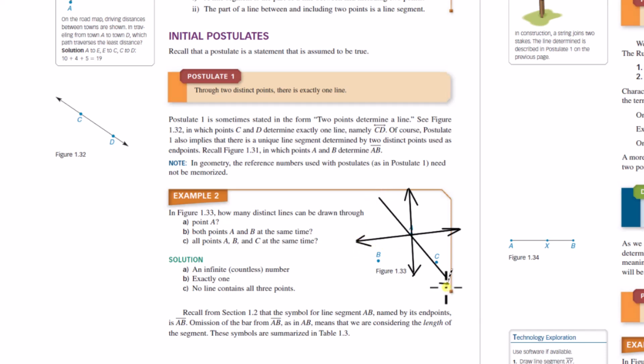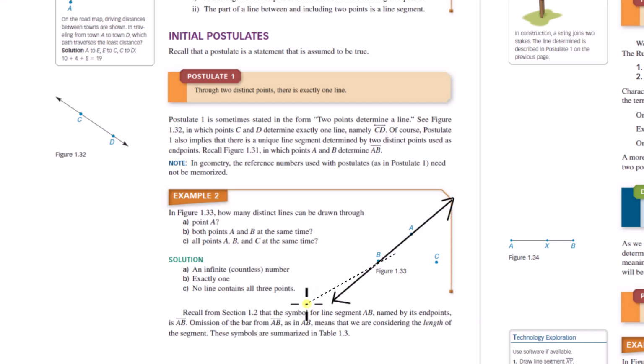That makes sense because if it takes two distinct points to define a line, then if you're dealing with one point, there's an infinite number of lines you can put going through that one point. Now both points A and B at the same time. Well, based on postulate 1, there's going to be one unique line going through points A and B. I can't draw another line that also goes through points A and B, because lines are straight. I'd have to bend the line, and that's not what our informal definition of a line says.